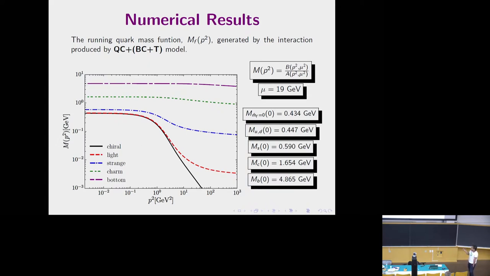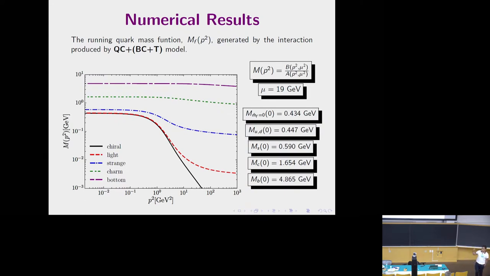This plot shows more than this, because in the chiral limit, that means no quark mass term in the QCD Lagrangian, a dynamical quark mass is generated by the interaction of QCD. And for the other quarks, the effect of dynamical chiral symmetry breaking is gradually attenuated.